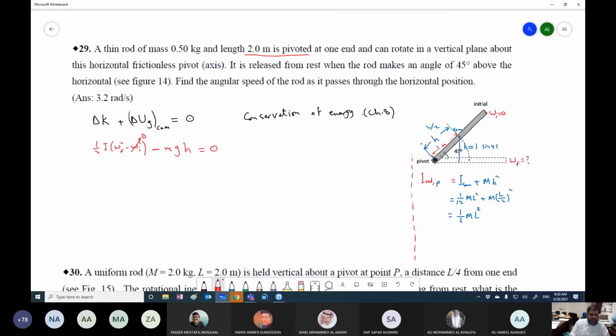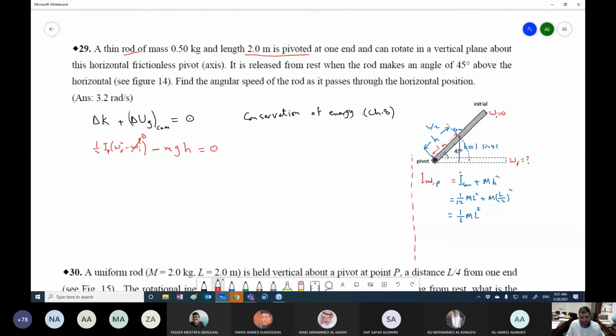Now for the rotation, 1/2 I omega final square minus omega initial square: is the rotation about the center of mass or about another axis? It is about the pivot. So we cannot use I center of mass; we have to use I about the pivot. To calculate this, we use the parallel axis theorem: I of the rod about the pivot equals I of the rod about the center of mass plus mh square.